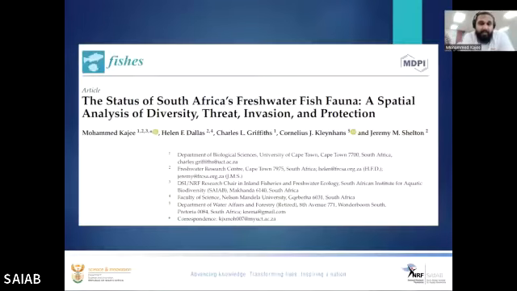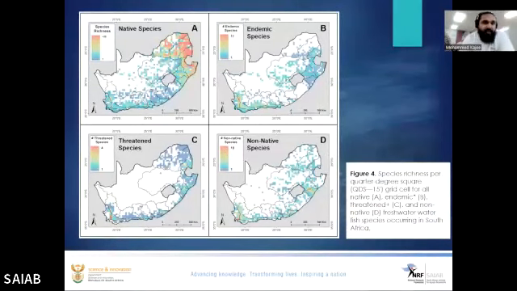The second paper to come out of my PhD is hot off the press, was literally published yesterday, and this looks at spatial distribution of species in South Africa. So the first thing that we did is just looking at species richness across the country. We find species hotspots in the northeastern parts, and then very small hotspots in the western parts of the country. And then very importantly, when we look at endemic and threatened species, we find hotspots in the Cape Fold ecoregion. Concerningly, we see that the non-native species distribution seems to mimic that of the threatened species distributions.